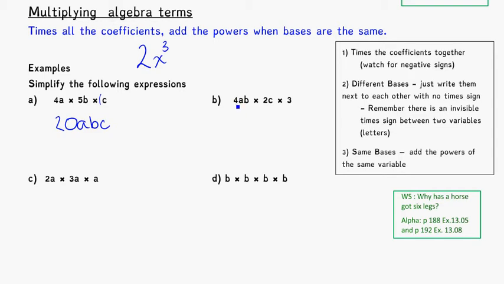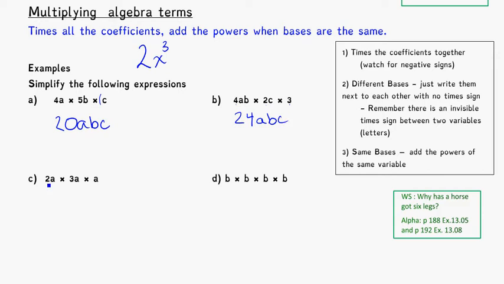Okay, next example. Again, look for the coefficients. 4 times 2 times 3. So 4 times 2 is 8, times 3 is 24. And then I'm going to look at the bases here, A, B, and C. Again, they're all different, so I can just write them out in alphabetical order next to each other, A, B, C.